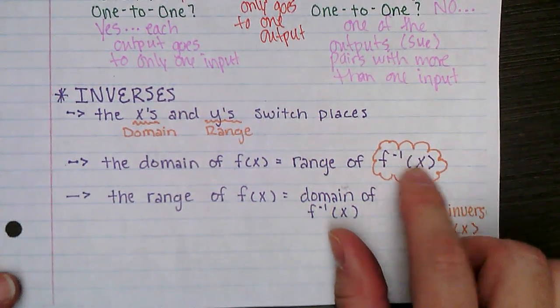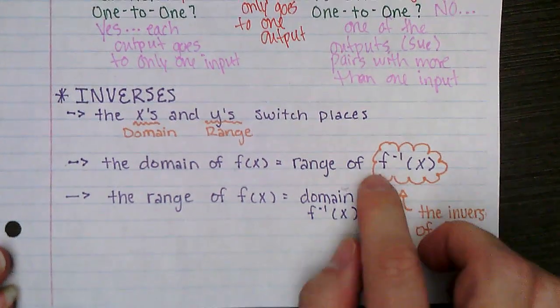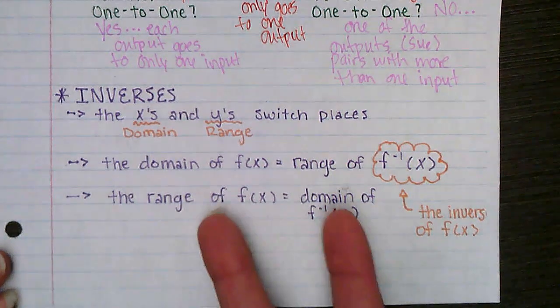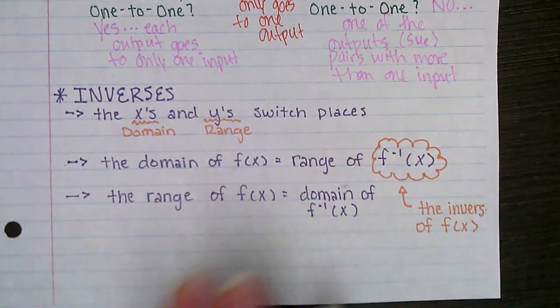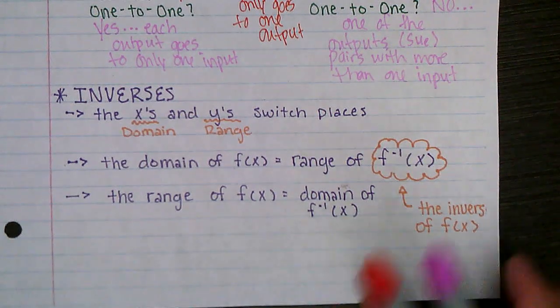This is the notation for the inverse. F to the negative 1 of x is, we don't say f to the negative 1, we just say the inverse function. So then since we switch the x's and the y's, the range of f of x becomes the domain of the inverse function. So that has some interesting applications when it comes to graphs.